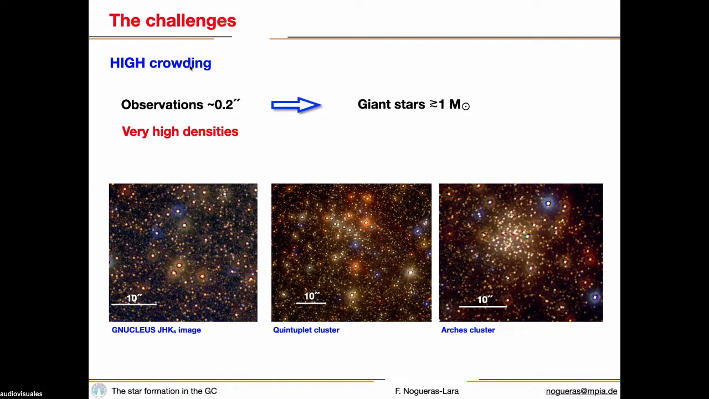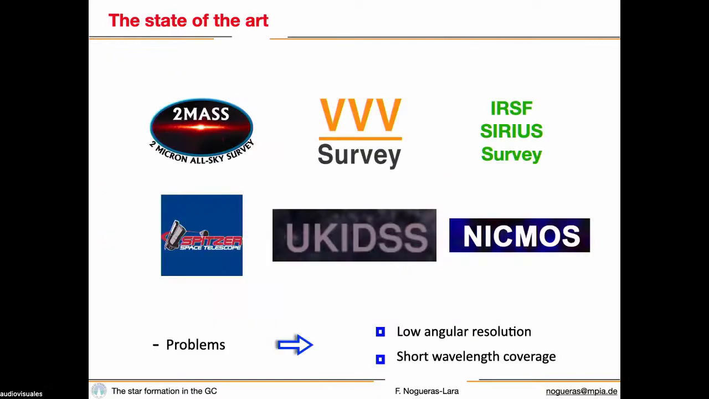So even with high angular resolution observations, we are going to be limited by these very high densities, and we will normally only be able to observe giant stars because they will be dominating the light. So it's very challenging and very complicated to go down to the main sequence stars, for instance. We are going to be limited by these giant stars.